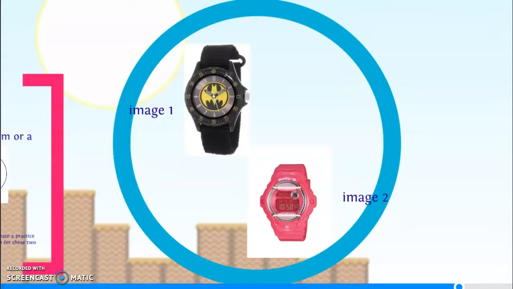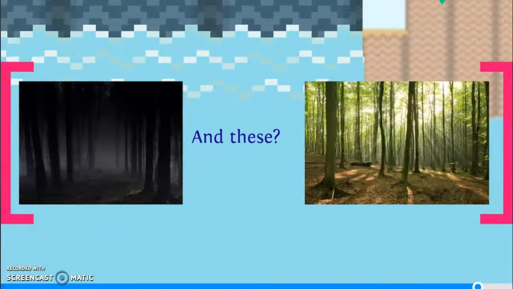So, we go on to the next image. What about these? Well, we do know that we are looking at the woods right now. One is at night, the other one is in daylight. Well, what else do you notice about these that you can compare and contrast?